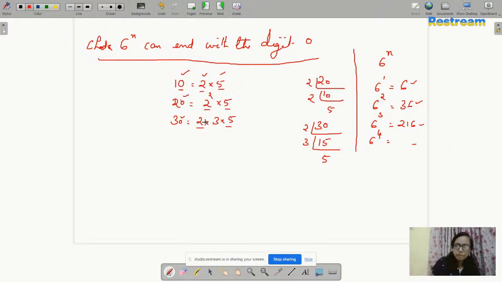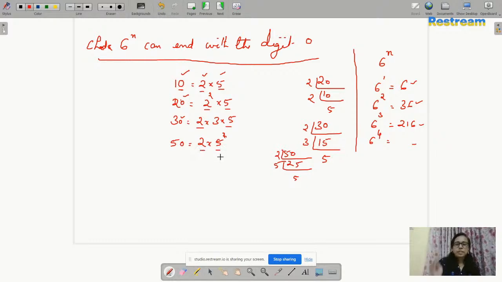Any number you take ending with a 0, suppose you take 50. What are the factors of 50? 50 is 2 into 25, then 25 is 5 into 5. You see the factors: 2 into 5 square. Are you getting 2 and 5 here? Yeah, 2 and 5, right?